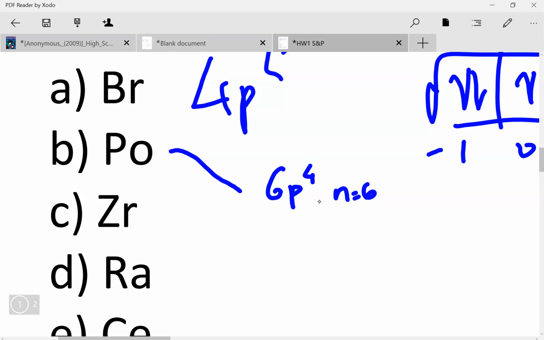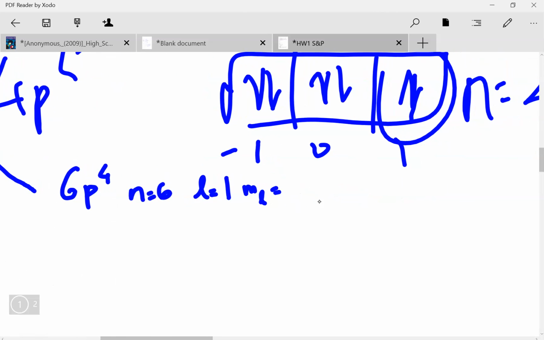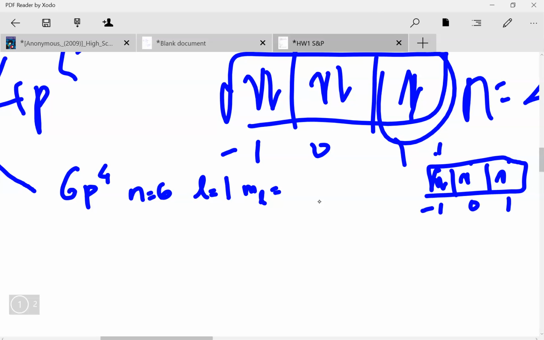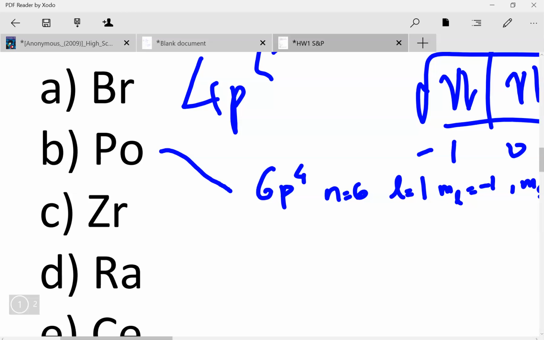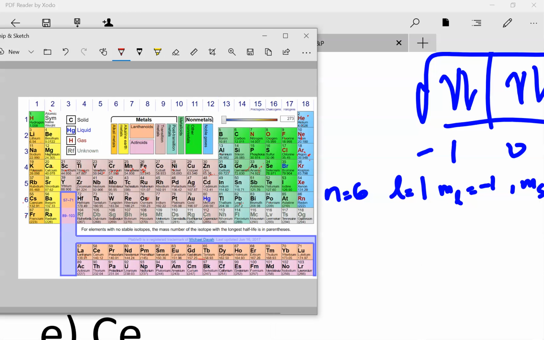So n equals 6, l equals p, which is 1, ml equals... so 6p4 looks like that, because we go 1, 2, 3, 4. So the last electron went into here, so you're going to pick the -1, ms of -½. Just the way I draw things, you could write +½ as well, realistically. It does not matter there. Zirconium, I think that is.